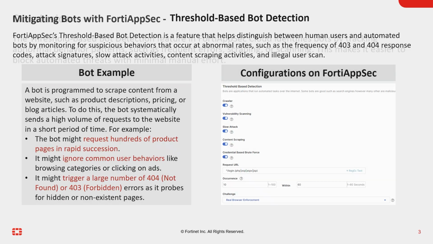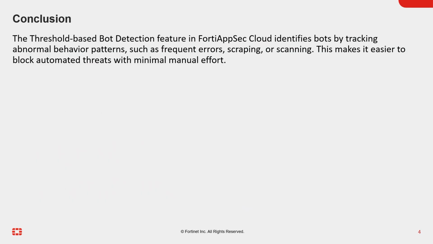The threshold-based bot detection feature in FortiAppSec Cloud identifies bots by tracking abnormal behavior patterns, such as frequent errors, scraping, or scanning, making it easier to block automated threats with minimal manual effort.